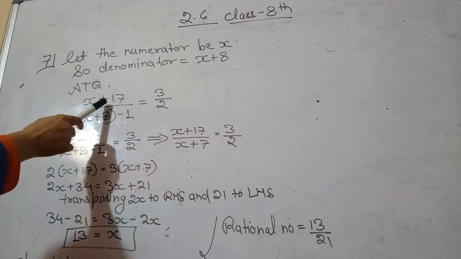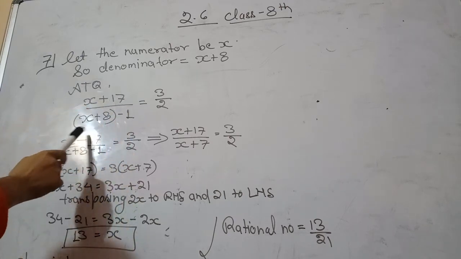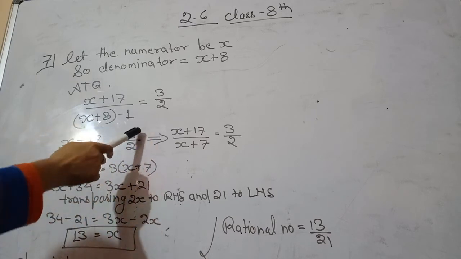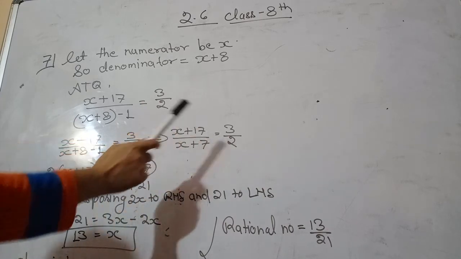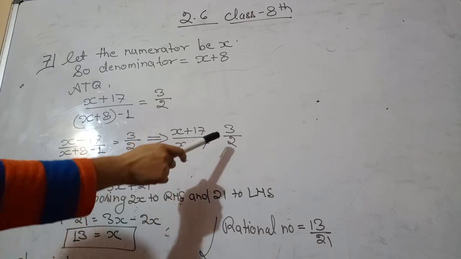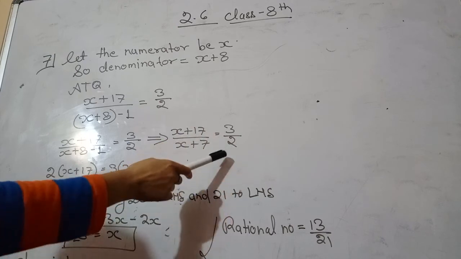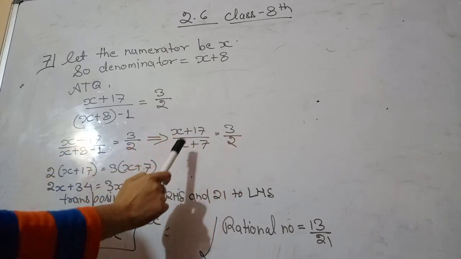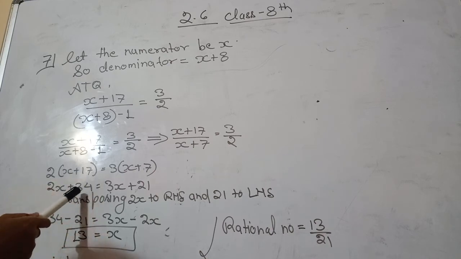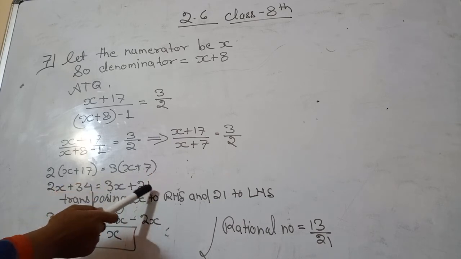So see, here we have increased the numerator by 17 and decreased the denominator by 1. x + 17 as it is. Here, when we open the bracket, x + 8 will become minus 1, and 3/2. Now x + 17 as it is, 8 minus 1 is how much? 7. (x + 17)/(x + 7) = 3/2. Next step, we have to cross multiply the terms: 2 with x + 17 and 3 with x + 7. Here 2 multiplied by x is 2x, 2 multiplied by 17 is 34. 3 multiplied by x is 3x and 3 multiplied by 7 is 21.